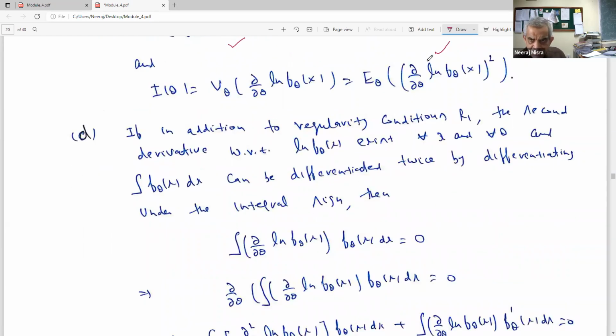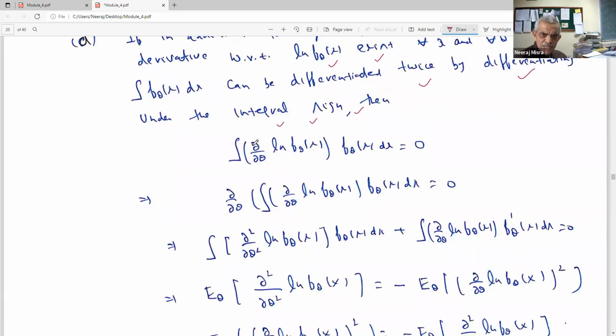Now, normally I will try to find this I(θ) through an alternate way, because finding this and taking a square sometimes may be complicated. So I'm interested in some easier expression, an alternate expression for I(θ). So in addition to regularity conditions R1, which means you can interchange the integral and derivative sign, the second derivative of log f_θ(x) exists, that is my assumption for every x and θ. And the integral over f_θ(x) dx can be differentiated twice by differentiating under the integral sign.